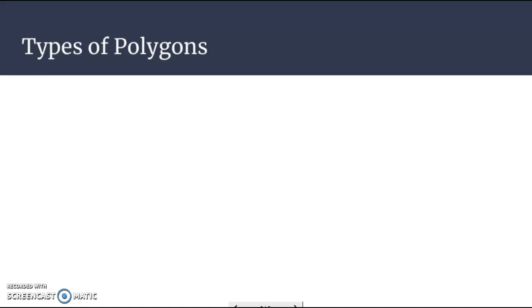Welcome back, everybody. In this lesson we're going to be talking about different types of polygons, classifying them, a little bit of computation, but the main point is identifying polygons and the different types. Polygon, first of all, is an enclosed figure. That means you have three or more line segments connected together to form a figure.